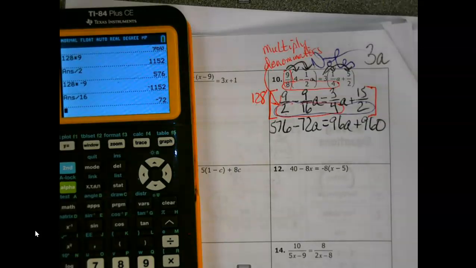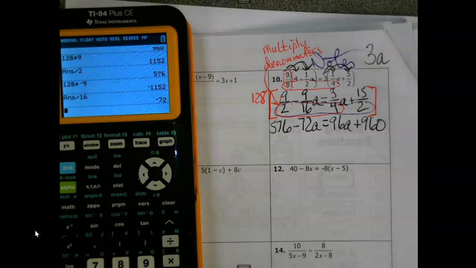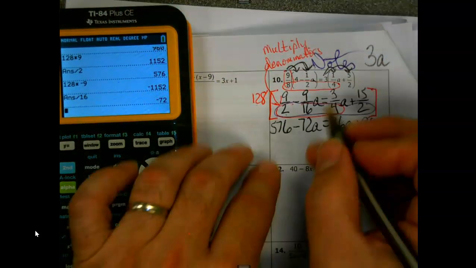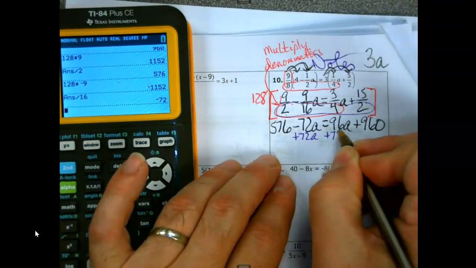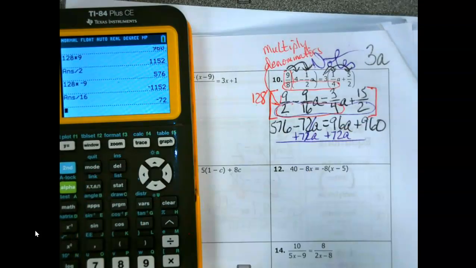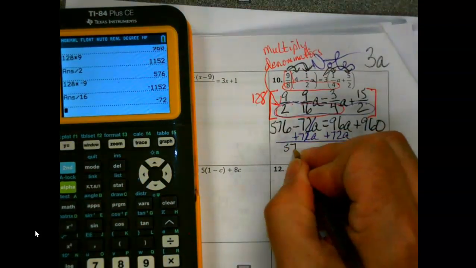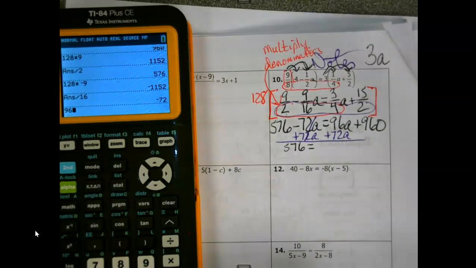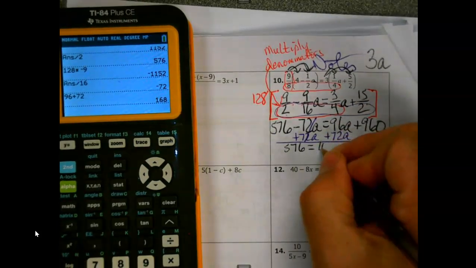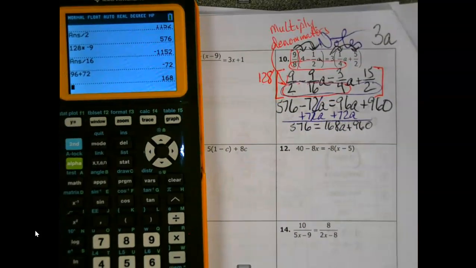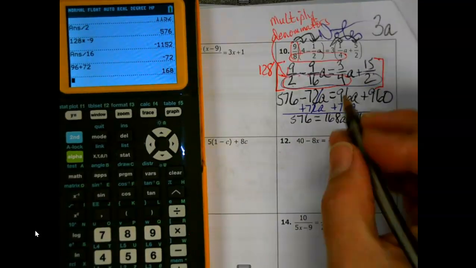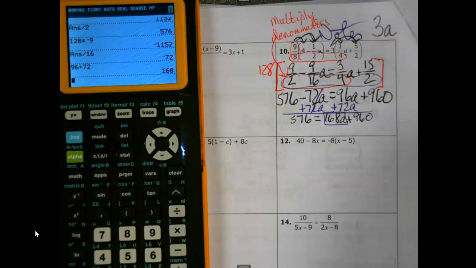they both work. But now this just got a lot easier, because let's get all our A's to one side. I'm a positive person, so I'm going to make sure my A's are positive. If you wanted to minus the 96A, you could. I still got to learn to write smaller. I'm going to keep saying that every day until I remember. 96 plus 72. 168A plus 960. All my A's are together.